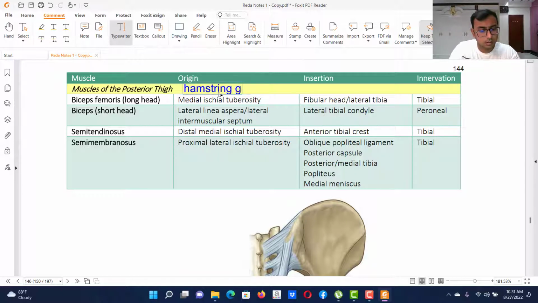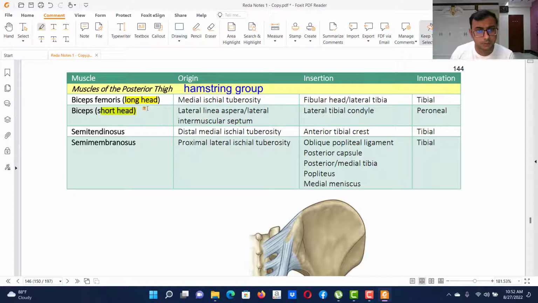Hamstring group. It is also called the hamstring group. The biceps femoris has a long head and a short head. Biceps femoris is a very important muscle for running, for athletes, those who are football players or rugby players, or sprinters.